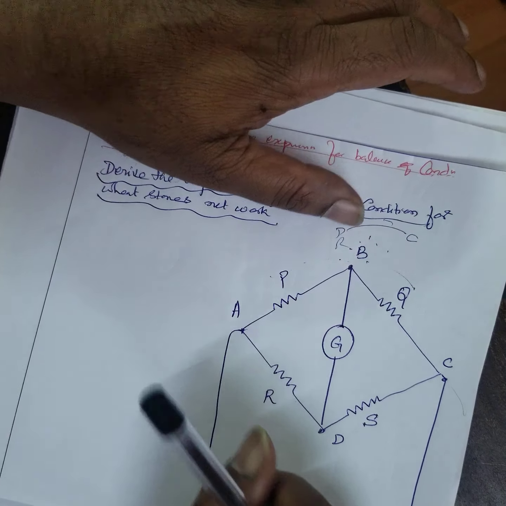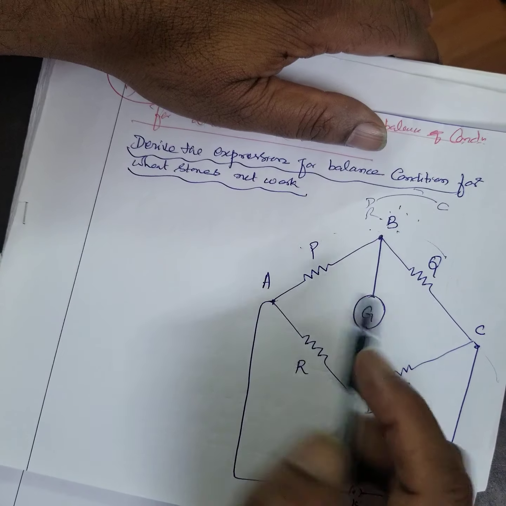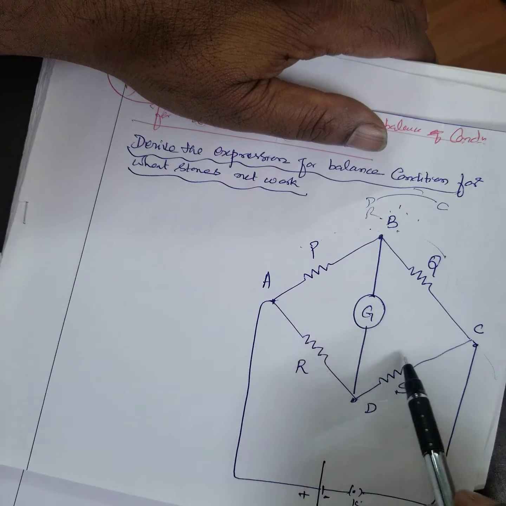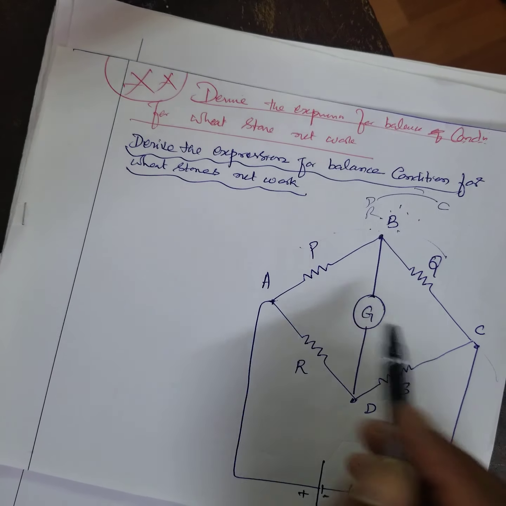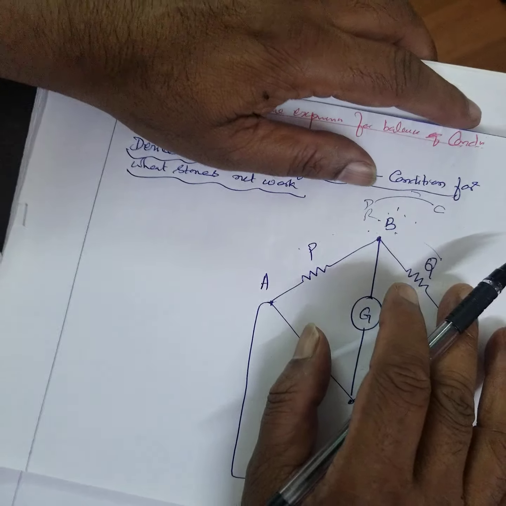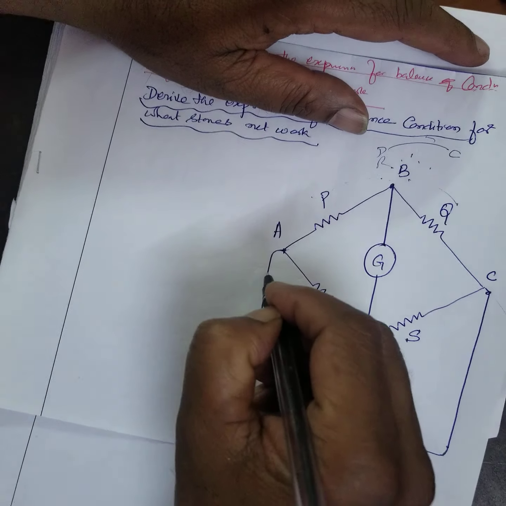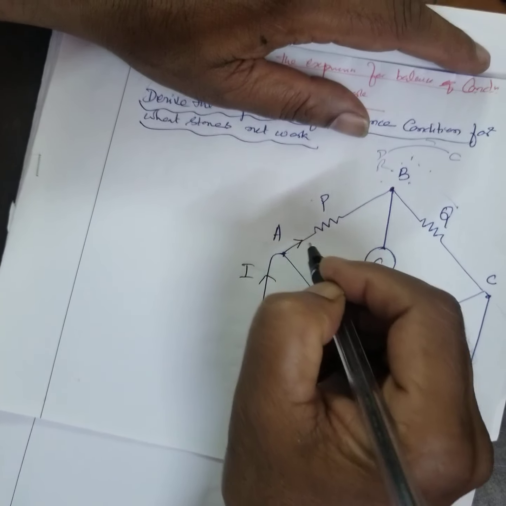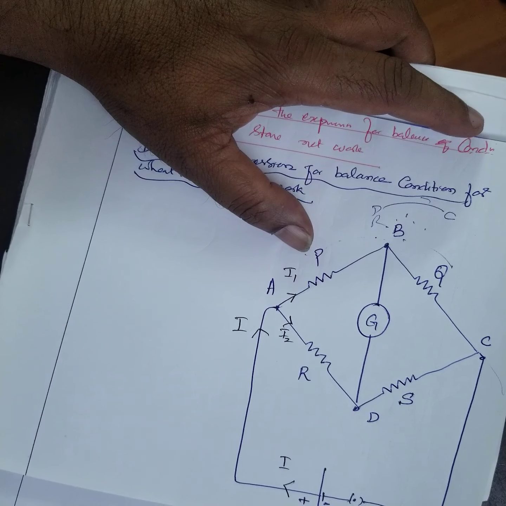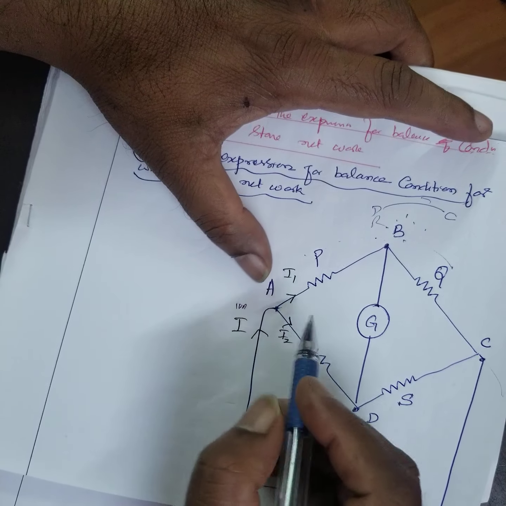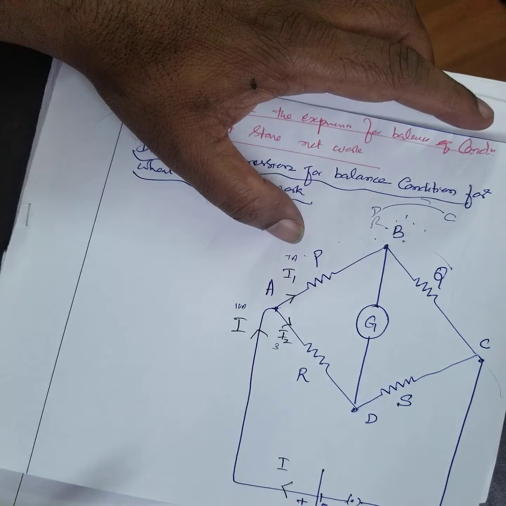Now, what is the derived expression for the balance condition of the Wheatstone network? A Wheatstone network consists of the four resistors P, Q, R, S. Ratio arms and all that terminology, we don't need. Directly come to the point. Suppose the main current entering at A is divided into I1 and I2. Suppose it is 10 ampere. Out of 10 ampere, 7 ampere goes here, and 3 ampere comes this side.